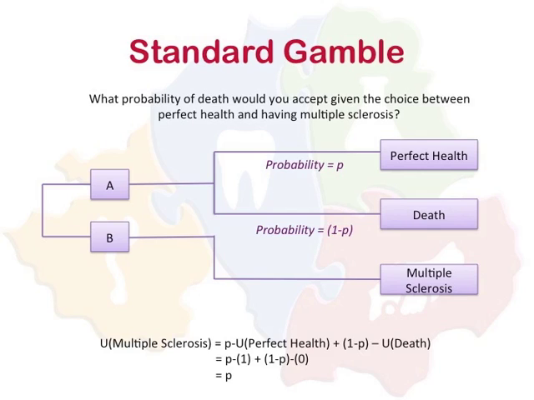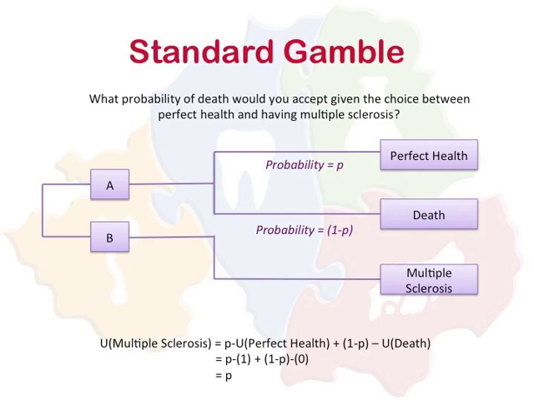So this is the standard gamble. People are given a question of what probability of death would you accept given the choice between perfect health and having a disease. In this case, I've picked multiple sclerosis, and of course the people who participate in this will be given details of what that health state involves so that they can make a more informed decision. So they're asked to give a probability of perfect health they would accept, which in reverse gives a probability of death. So look at option A, the probability of perfect health versus death.